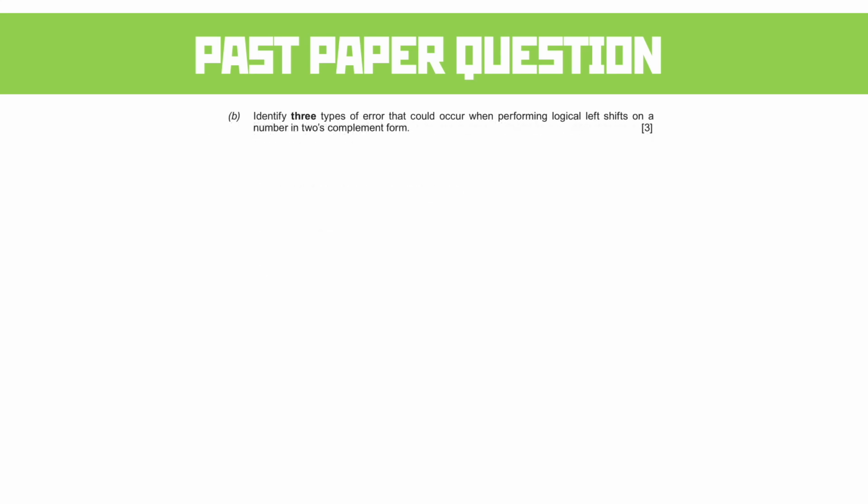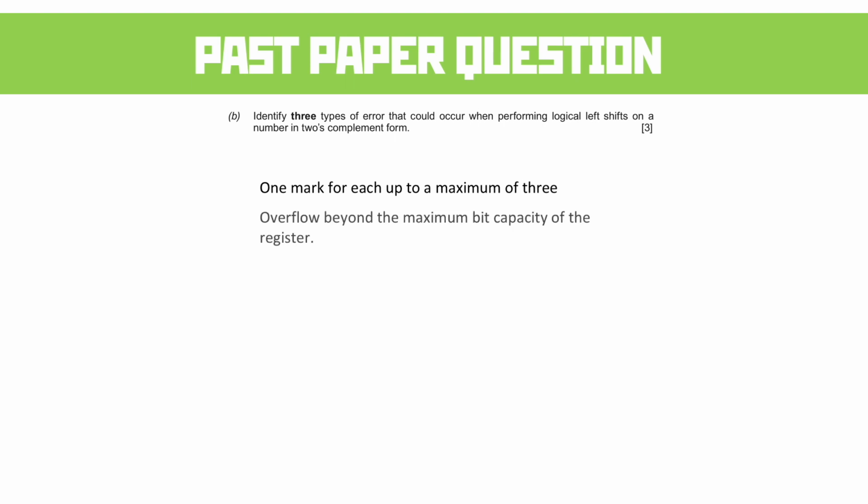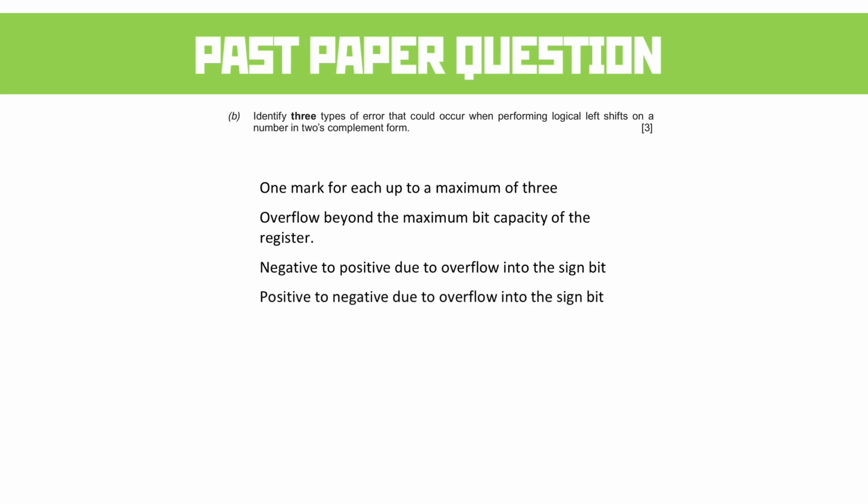Part B, identify 3 types of error that could occur when performing logical left shifts on a number in 2's complement form. Well, first of all, we've got overflow. It could go above the maximum bit capacity of the register. We could end up with a negative number becoming positive if we overflow the sign bit only. And the same thing with the positive to negative. If the sign bit is overflowed, then we lose that information about whether it is a negative or positive number. Underflow is where all the 1s disappear and we're left with 0 if we were to go the opposite way.